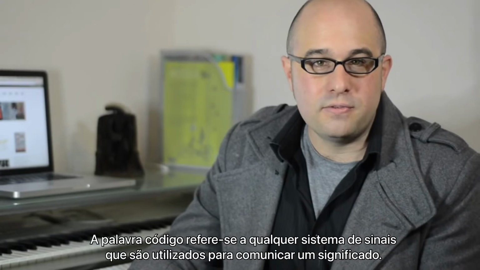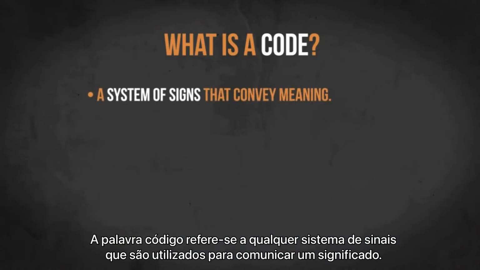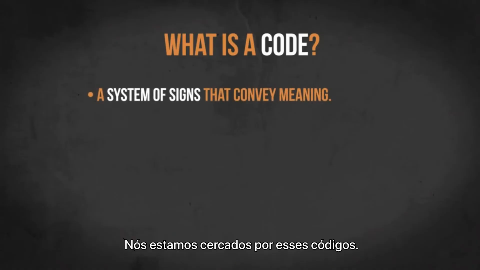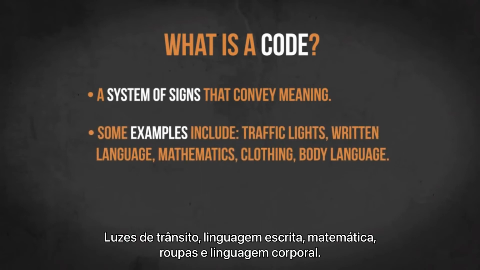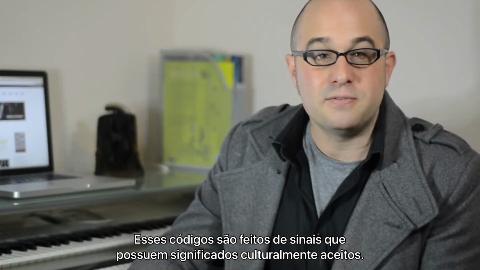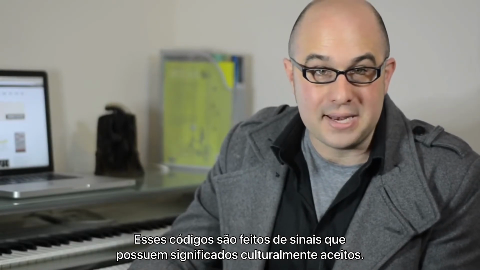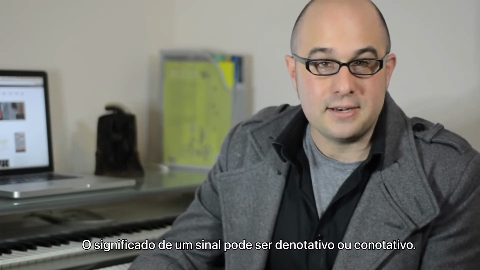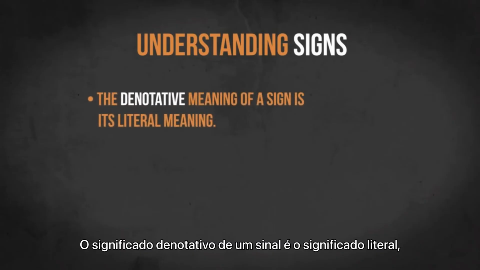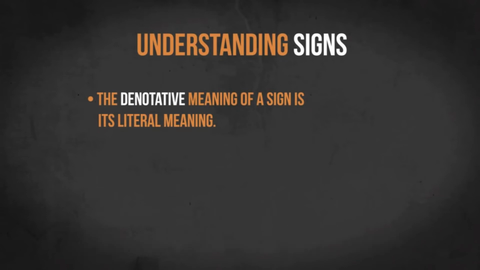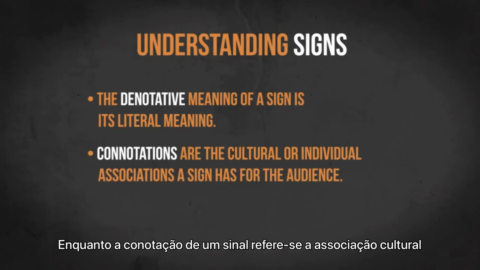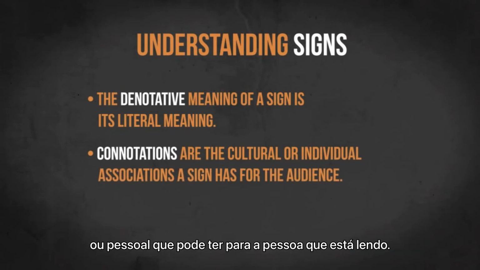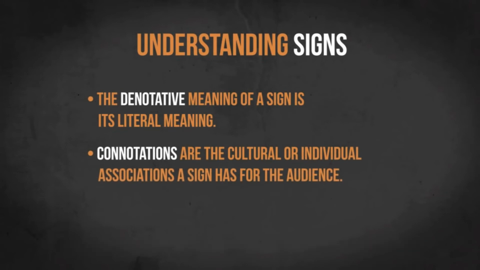The word code refers to any system of signs that are used to communicate meaning. We're surrounded by these codes: traffic lights, written language, mathematics, clothing, body language. These codes are made up of signs that have culturally agreed meanings. The meaning of a sign can be denotative or connotative. The denotative meaning of a sign is its literal meaning, the concept that it refers to, whereas the connotation of a sign refers to the cultural or personal associations it might have for the person reading it.